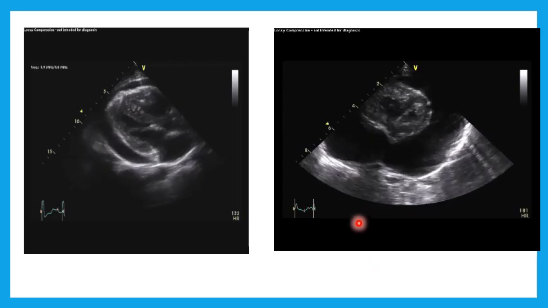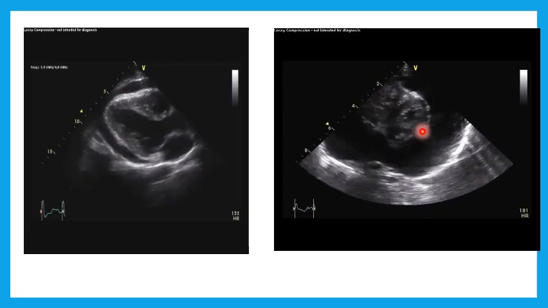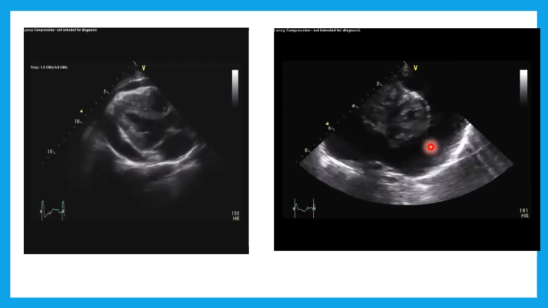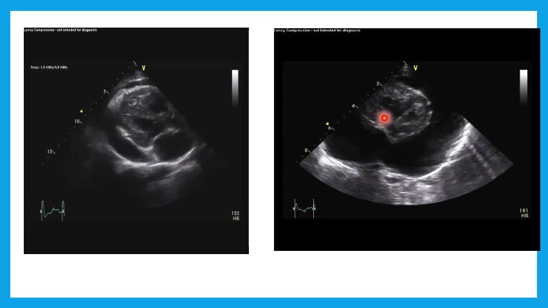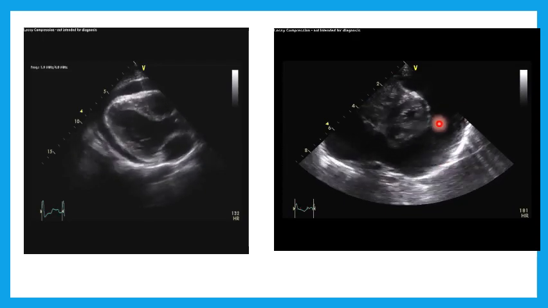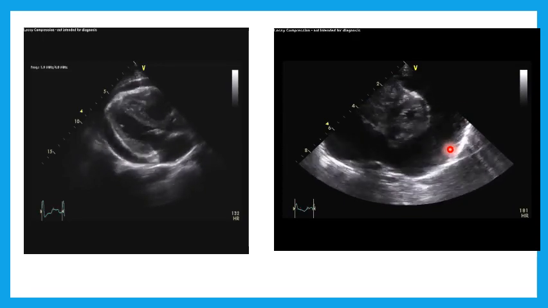And in this image, we can see the heart floating in the big pericardial effusion. This is from the parasternal short axis view. So this is the left ventricle and this is the right ventricle, and the heart is floating in the big pericardial effusion.